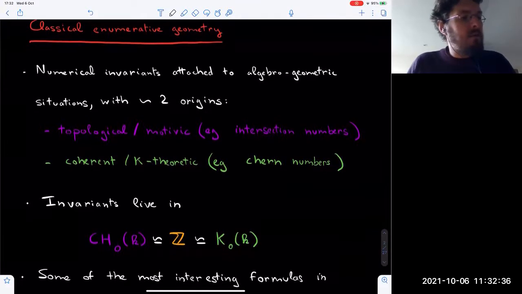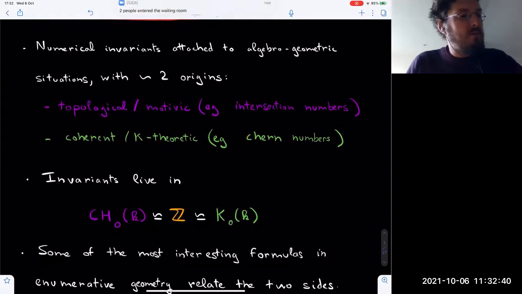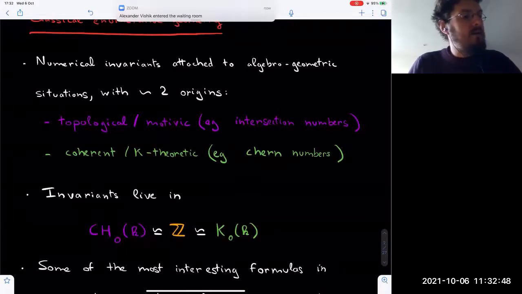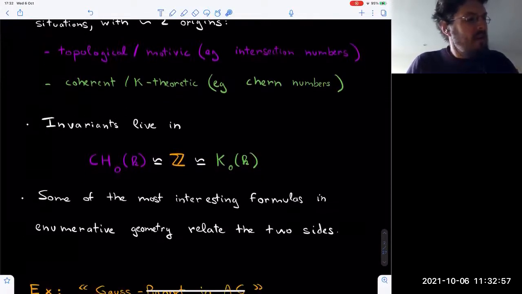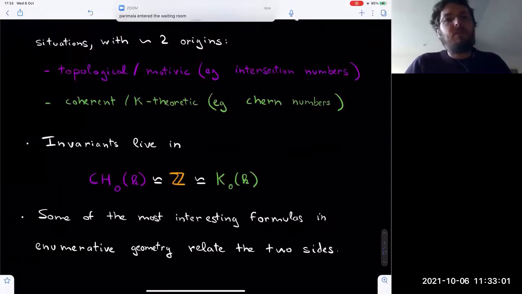But at the end of the day, we want numbers, and these numbers live in the group of integers. But this group of integers is realized on these two sides in either the group of zero cycles of the base field, or the group of K-theory classes of the base field. And so some of the most interesting aspects of enumerative geometry is the relationship between the two sides.